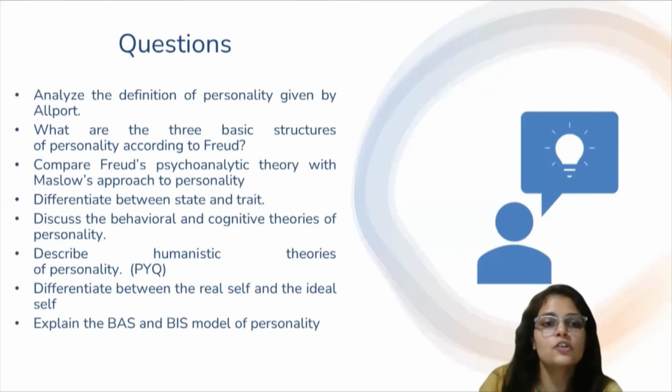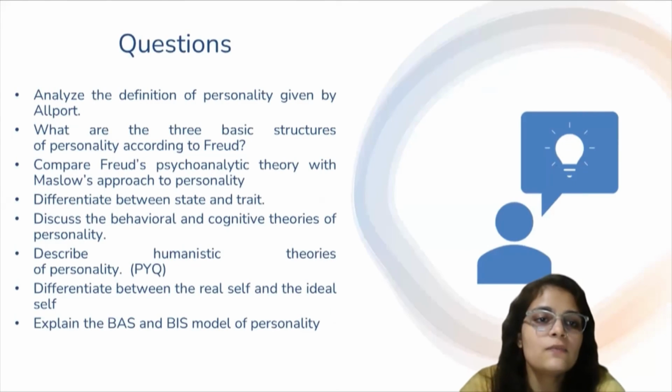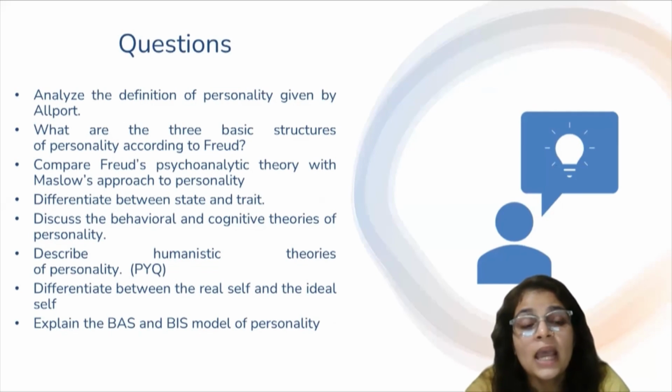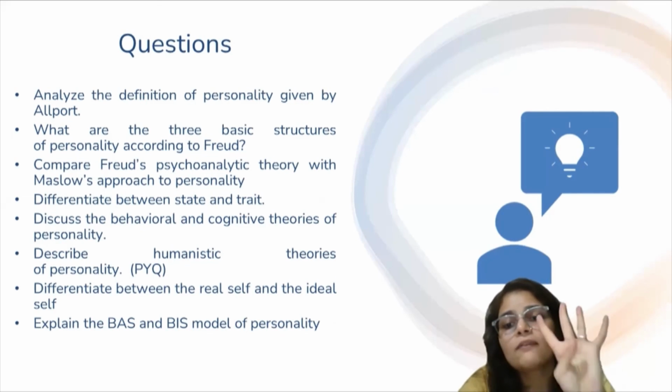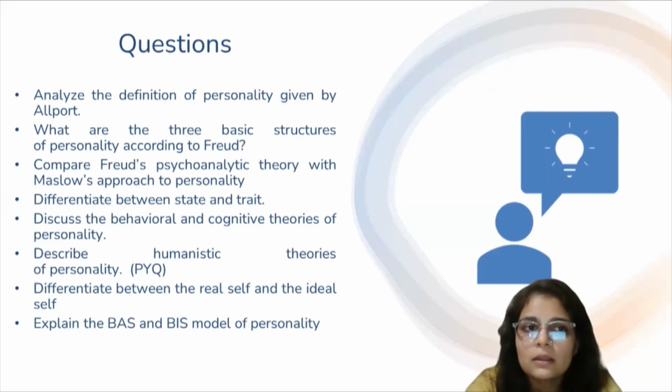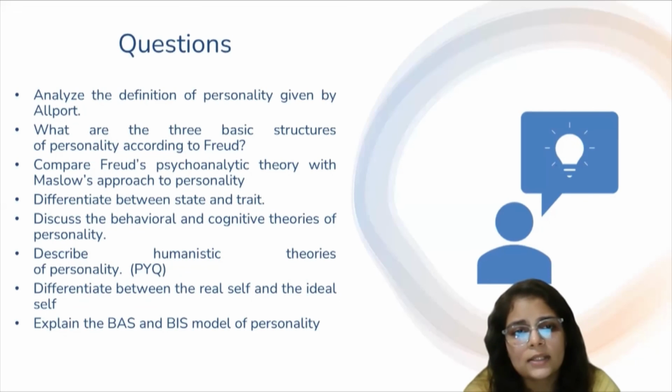Moving ahead with the discussion of the questions. The first question is, analyze the definition of personality given by Allport. As I've already told you, Allport gives the definition of personality, in which there were 4 components: dynamic organization, psychophysical units, characteristics, and behavior and thoughts.